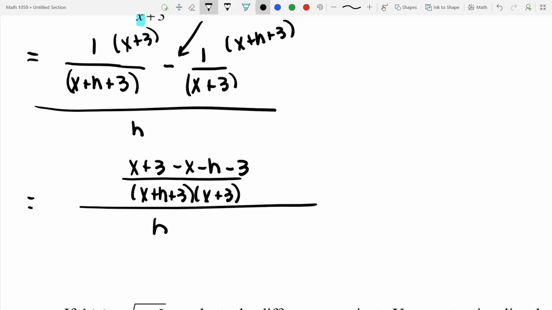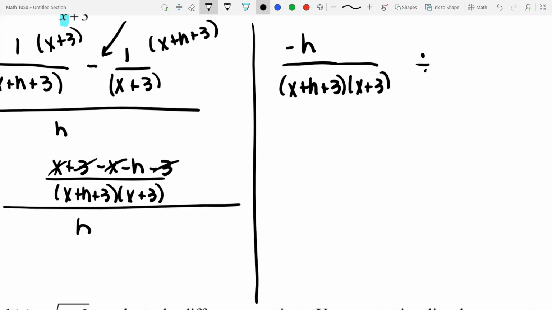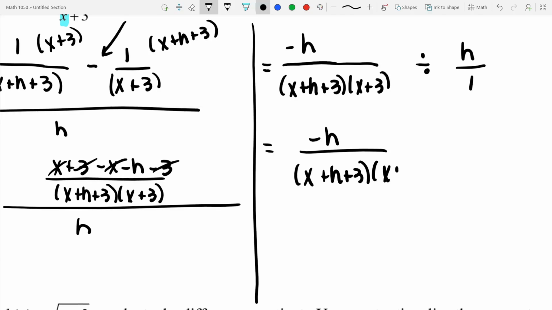Before I start flipping and all that, I'm going to simplify the top. So look, 1x minus x, negative 3 plus 3. So what do I have now? I have negative h over x plus h plus 3 times x plus 3. Make that main division bar a division symbol and put an h. Put a 1 underneath it. Flip it upside down.